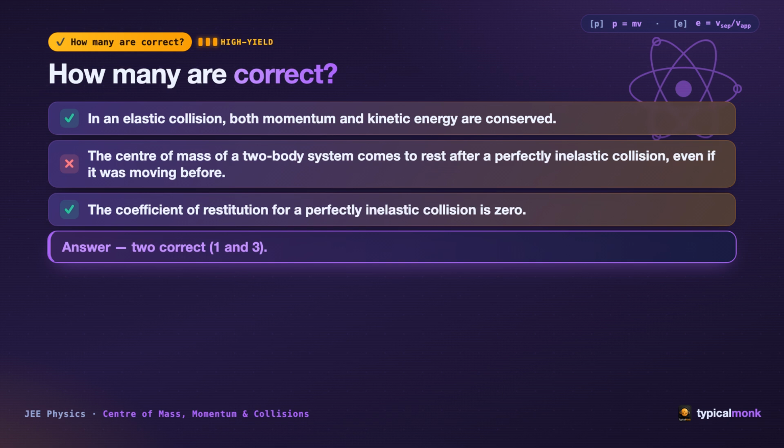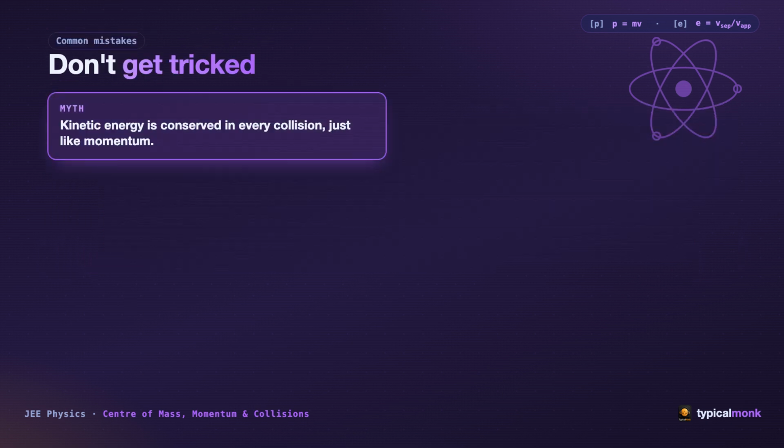With no external force, the center of mass keeps moving exactly as it did before the collision. It never simply stops. Two correct. And the middle one is the trap. Now let me save you some marks.